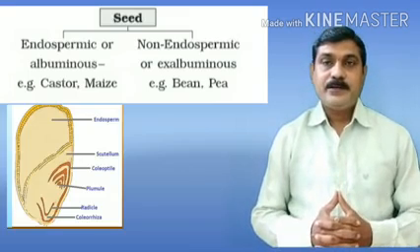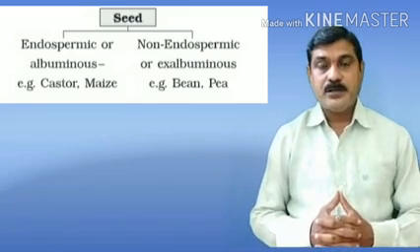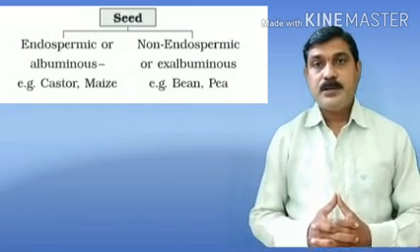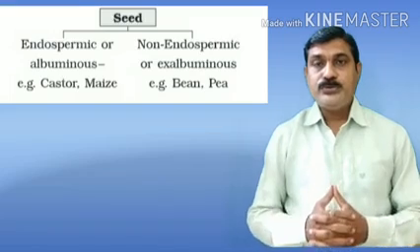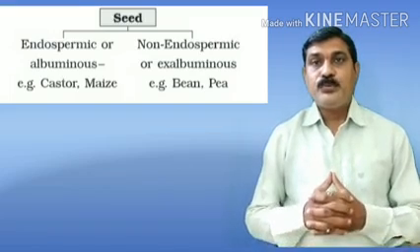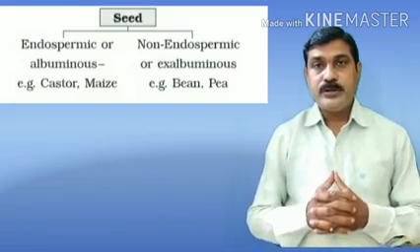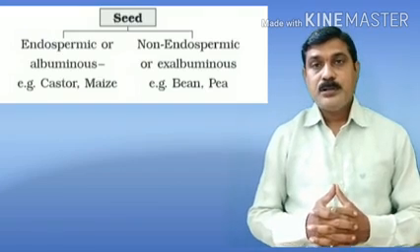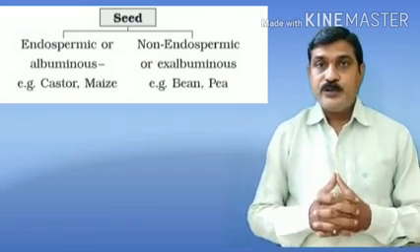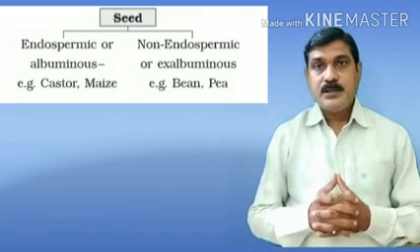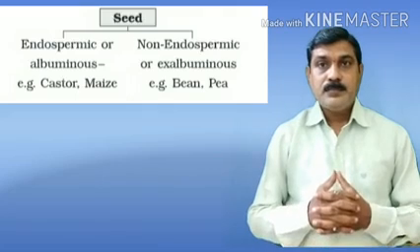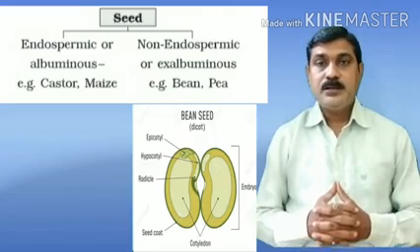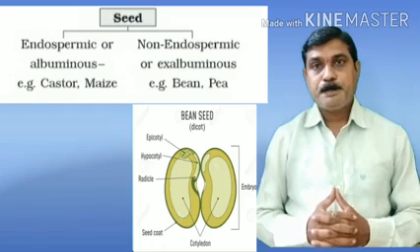On the other hand, non-endospermic seed or ex-albuminous seed. In this type, the embryo uses the entire reserve food material during the developmental stage of the embryo. Thus, the endosperm disappears after the development of such seeds. Examples are bean and pea.